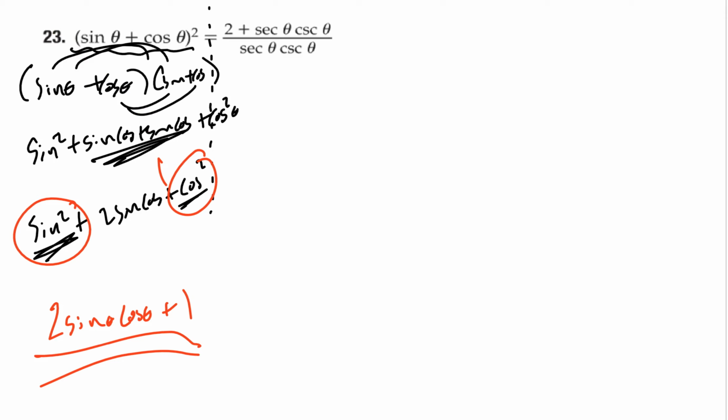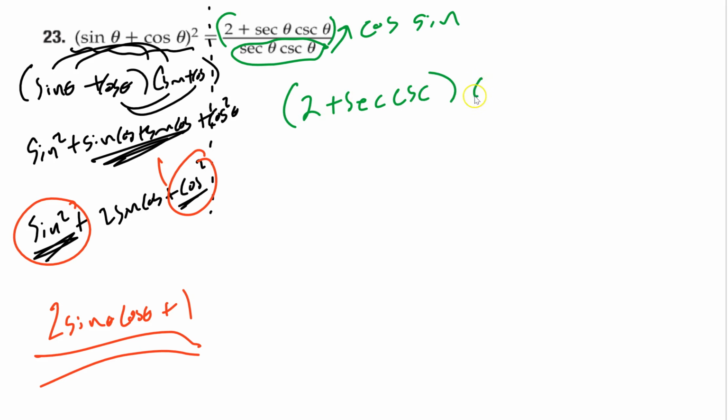The next side, we're going to use the trick I talked about. Remember, if you have secant or cosecant on the bottom, we don't like fractions. You can move it to the top. And when we move it to the top, since we multiply, you can do that. You multiply, but you reciprocate it. You flip it. So secant on the bottom is a cosine on top, and a cosecant on the bottom is a sine on top. So this side is just going to be 2 plus secant cosecant times cosine sine.